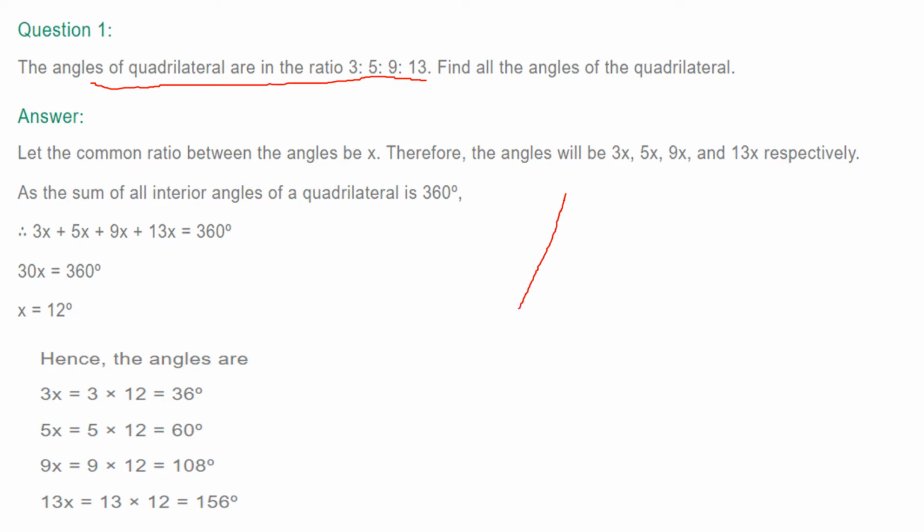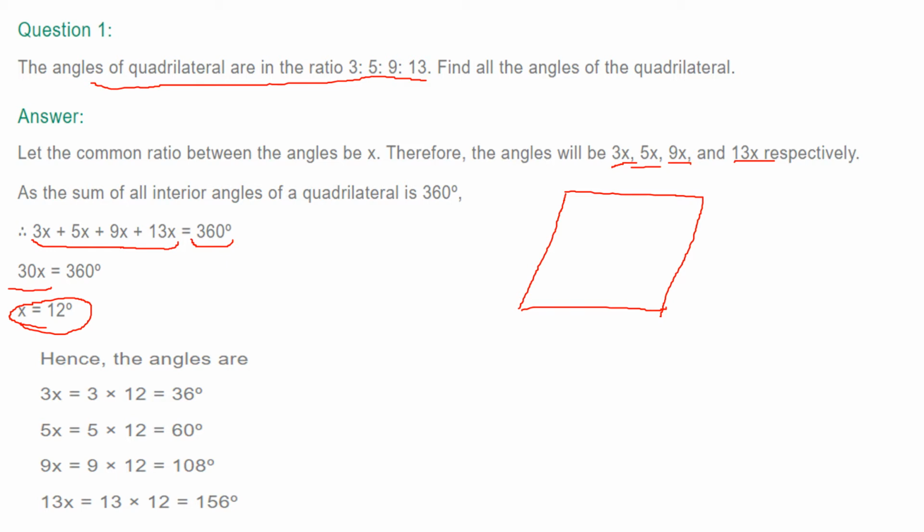Okay, in a quadrilateral all the angles are given in a ratio, so you can take the first angle as 3x, second angle as 5x, third 9x, fourth 13x, and the sum of all angles, 3x plus 5x plus 9x plus 13x, would be 360 degrees. So 3 plus 5 plus 9 plus 13 would be 30, so 30x equals 360. When 360 is divided by 30, you will get x equals 12 degrees.